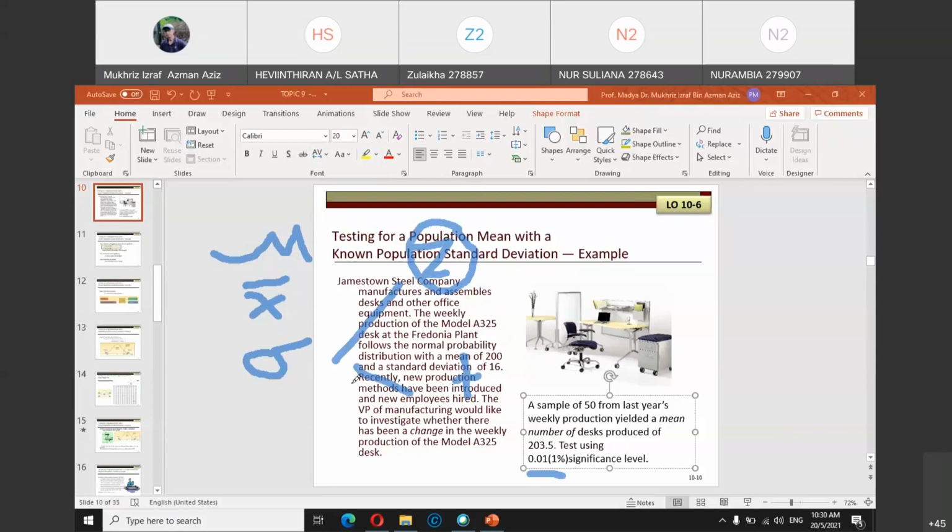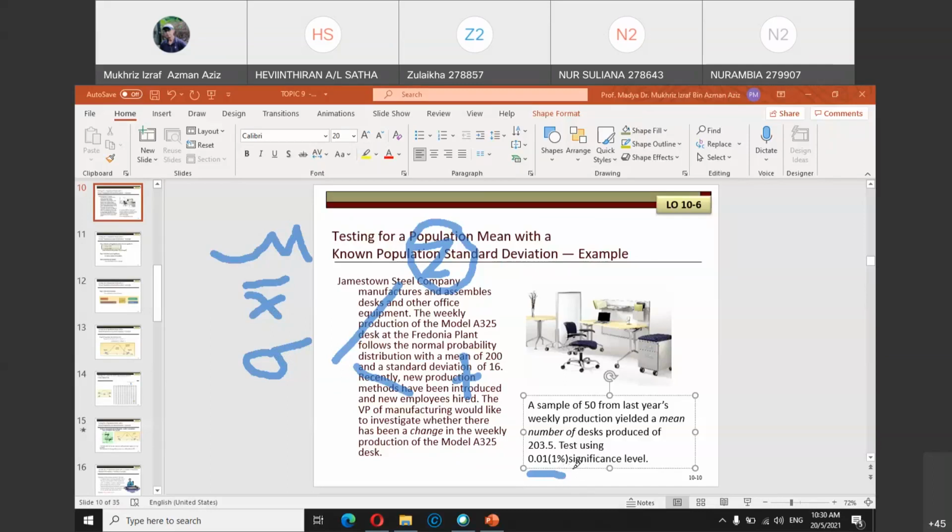So you need just this information. What is your population mean? What is the sample mean, X bar? What is the standard deviation, and whether it's Z, whether it's sample or population? And then what is the level of significance?